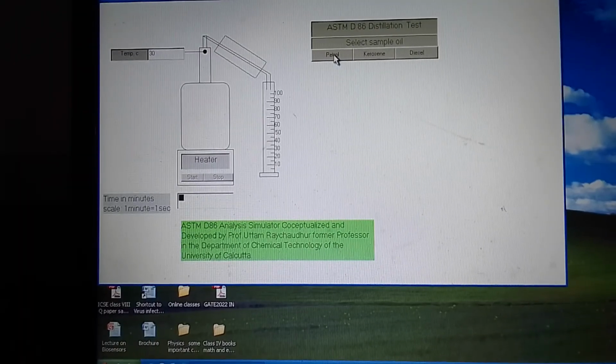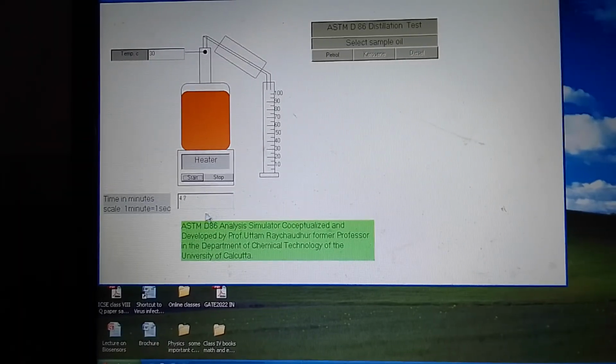First we select this petrol, which is shown here in its color, and you start the heater. It will start immediately, and you can see the time is shown in seconds, actually it is in minutes in the actual experiment. Boiling takes place, and these vapors are condensed, and this vapor temperature is noted by the thermometer. So this temperature and the corresponding volume of liquid collected cumulatively is plotted.